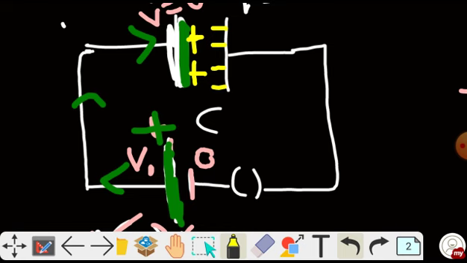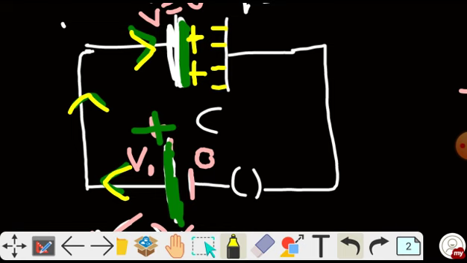Now, as soon as this battery is sending the charges towards this plate of the capacitor, the charge is growing on the plate of the capacitor with time. Clear? Because the more charge the battery sends, the more charge will accumulate on the plate. And since more charge is accumulated, more energy is going to be stored between the capacitor.